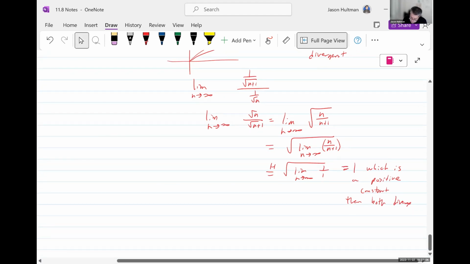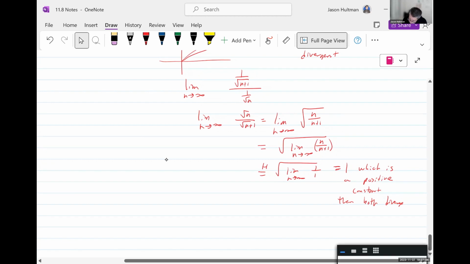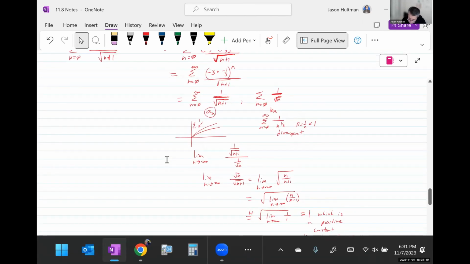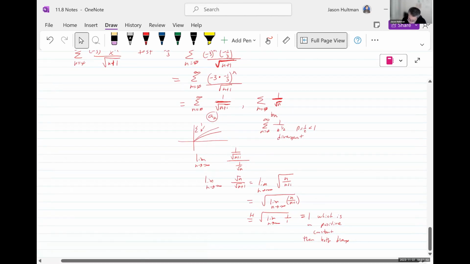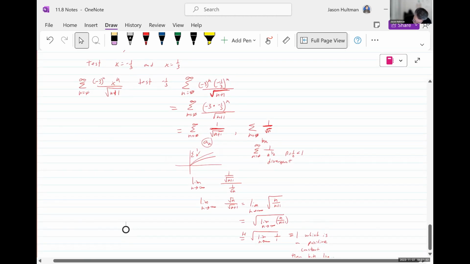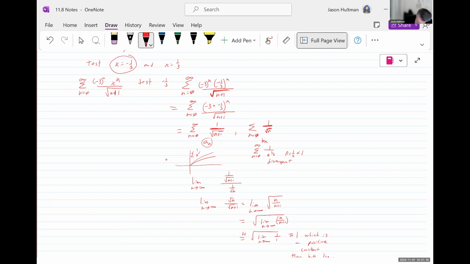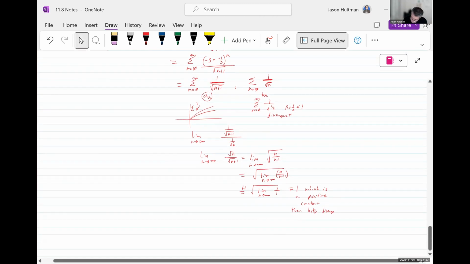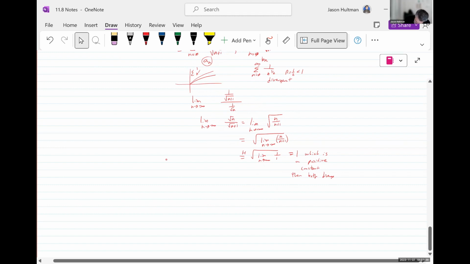So that was fun. So what does that tell me? That tells me that at x equals negative 1/3, it diverges. So negative 1/3 is not included. When x equals negative 1/3, we get a divergent series.